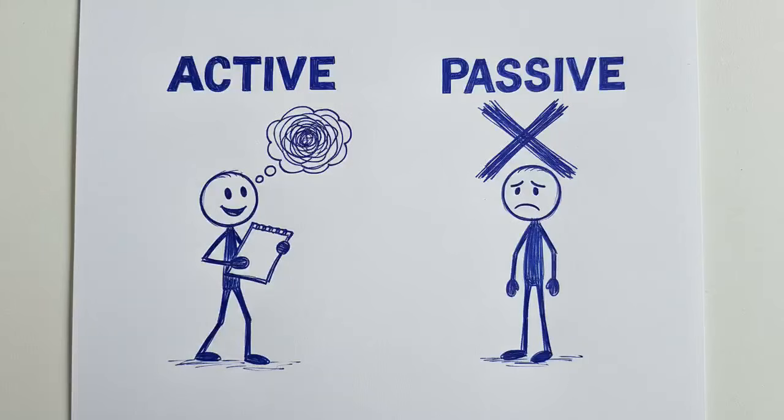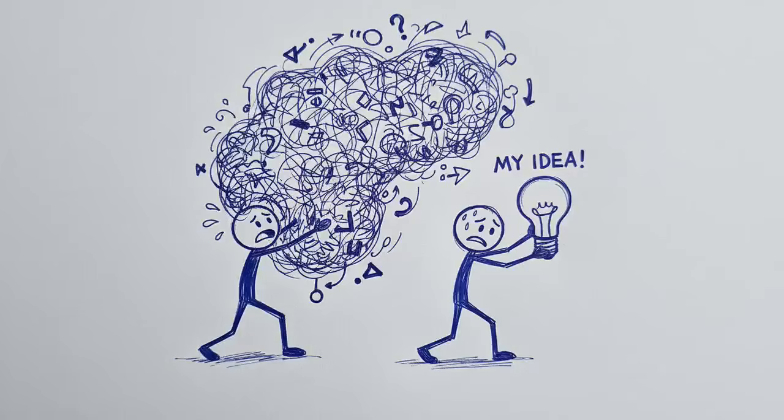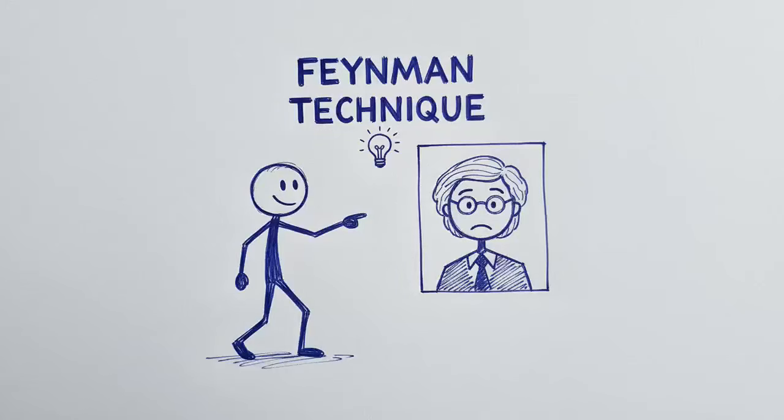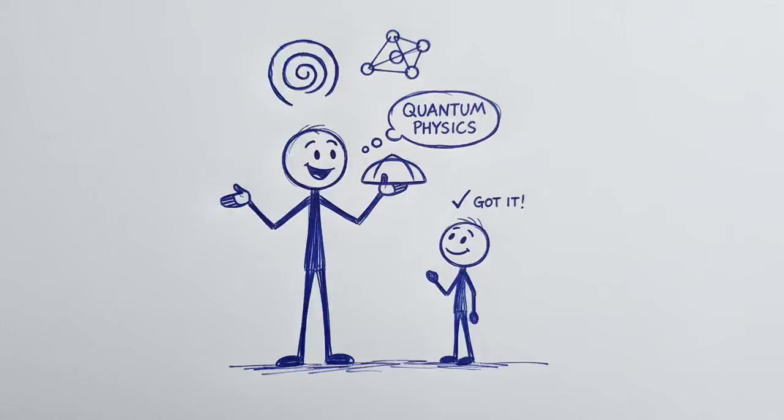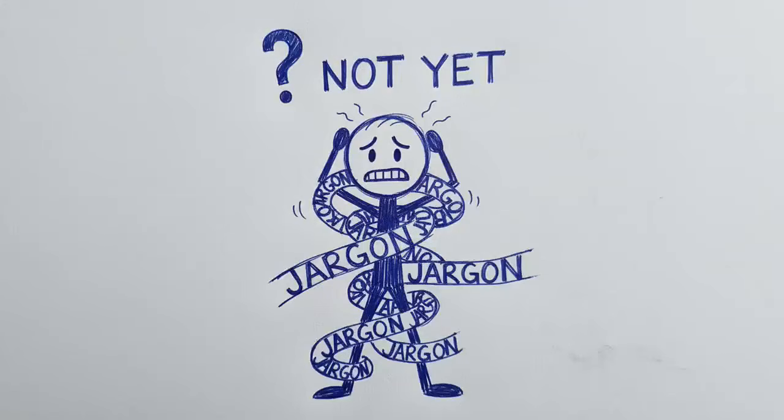True assimilation is active, not passive. You need to engage with the material, to wrestle with it, to make it your own. One of the best ways to do this is using a technique popularized by the physicist Richard Feynman. The Feynman technique is simple, requiring you to learn something and then explain it in the simplest terms possible, as if teaching a child. If you get stuck or have to use complicated jargon, you have not truly understood it yet.